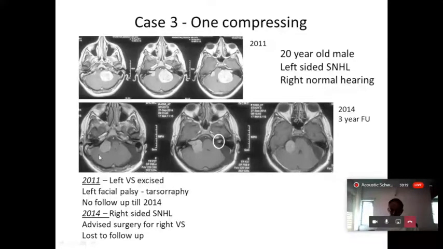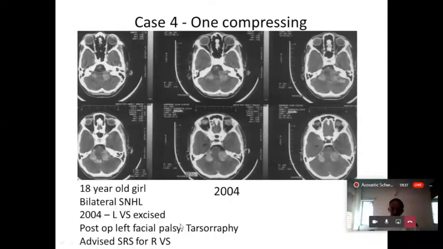Another 18-year-old girl with bilateral sensory neural hearing loss. 2004, we excised the left-sided tumor. We produced a facial palsy, underwent tarsorrhaphy, was advised radiosurgery for the right-sided tumor after 3 months, but came to us after 8 or 9 months. And you see what has happened to the tumor.